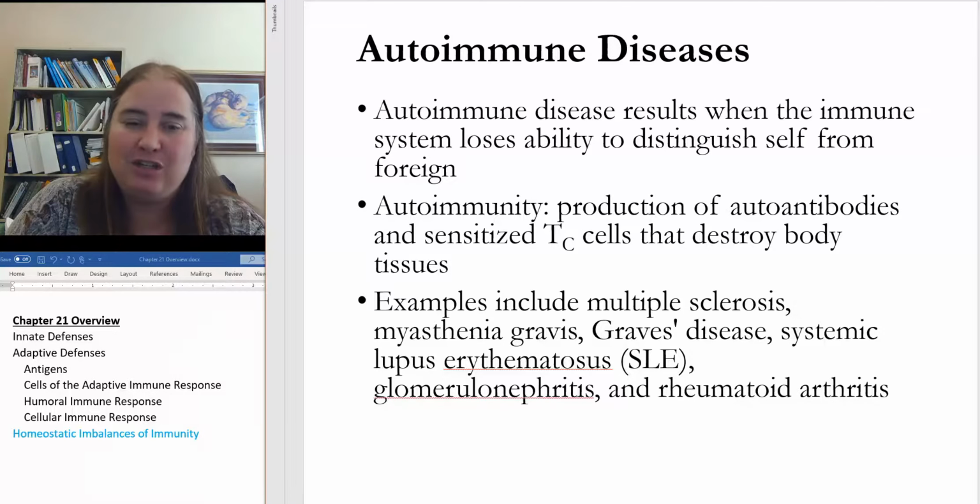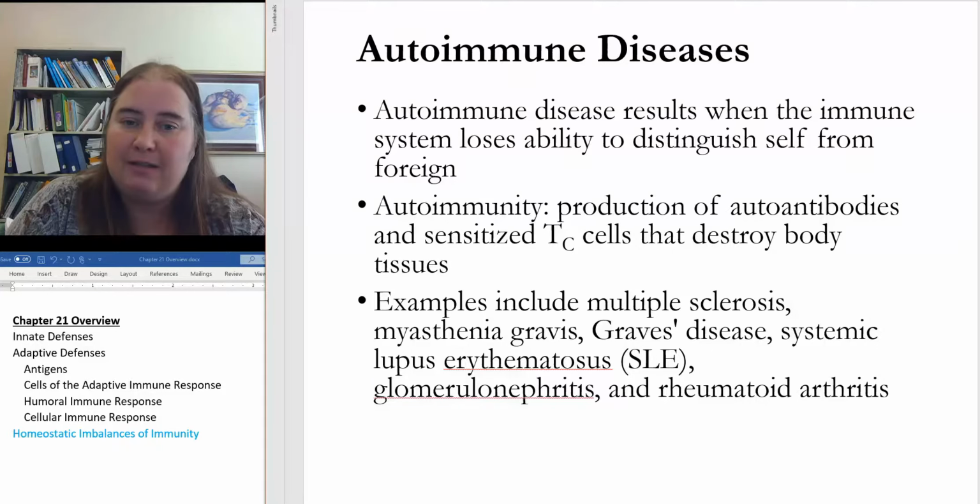MS is a condition in which the myelin sheaths of our nerves start to be destroyed. It's an autoimmune condition where the immune system starts to basically break down those myelin sheaths. They don't know what triggers it, okay? But they do know it's an autoimmune response.